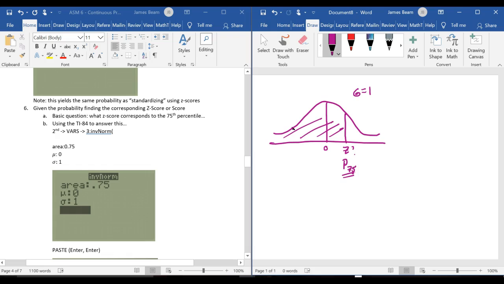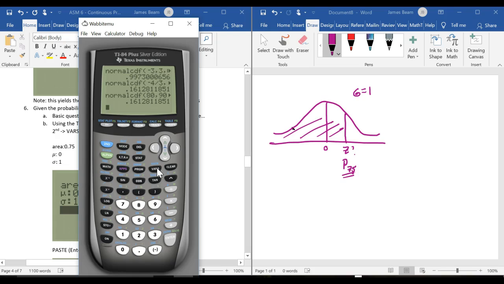Okay? It's inverting the normal curve, literally what you're doing there, right? So this is actually also built into the calculator. If I go second vars, option number 3 is the inverse norm function. So I want the area to the left of my mark to be 75%, right?